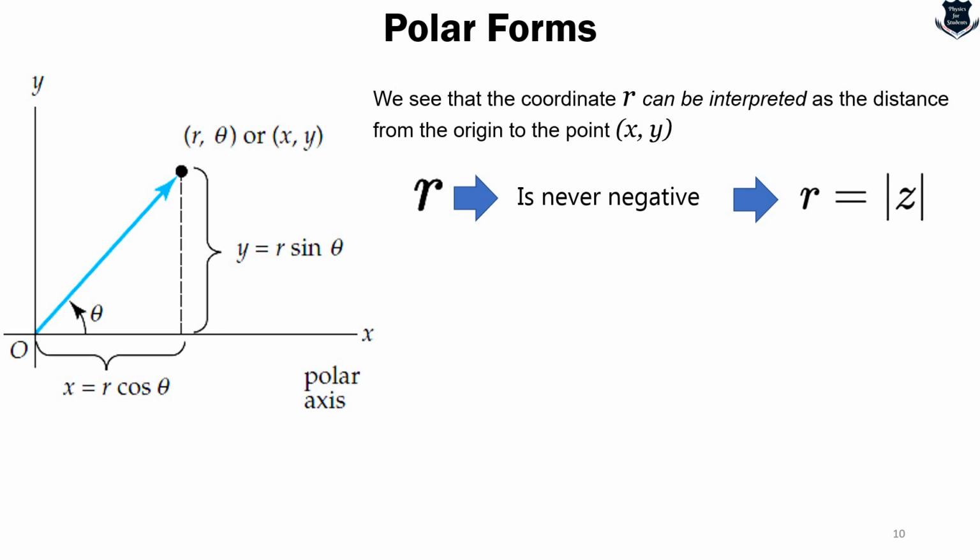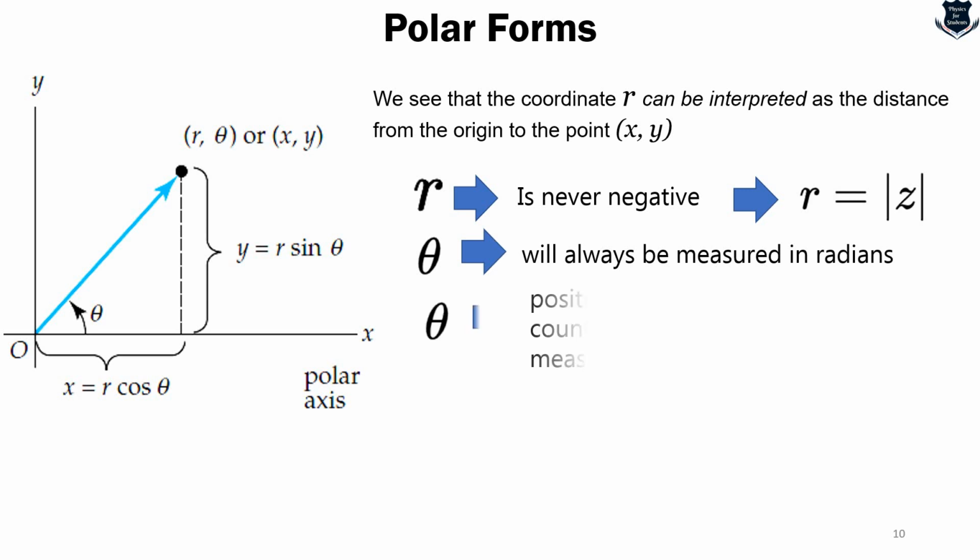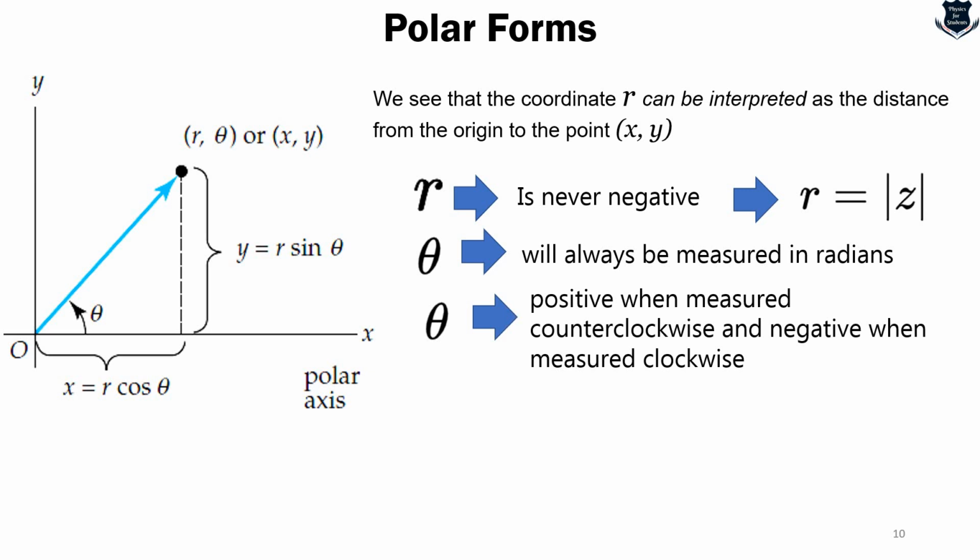Now the angle theta, which is formed on the left hand side of the diagram, has certain characteristics. First, theta will always be measured in radians. It will be a positive number when measured counterclockwise and negative when measured clockwise. Theta is the argument of z, and that is why we can write theta equals arg z. Note here this arg, the argument: in some literature it is written in italic, in some it is non-italic, so it doesn't matter. It is actually arg z.